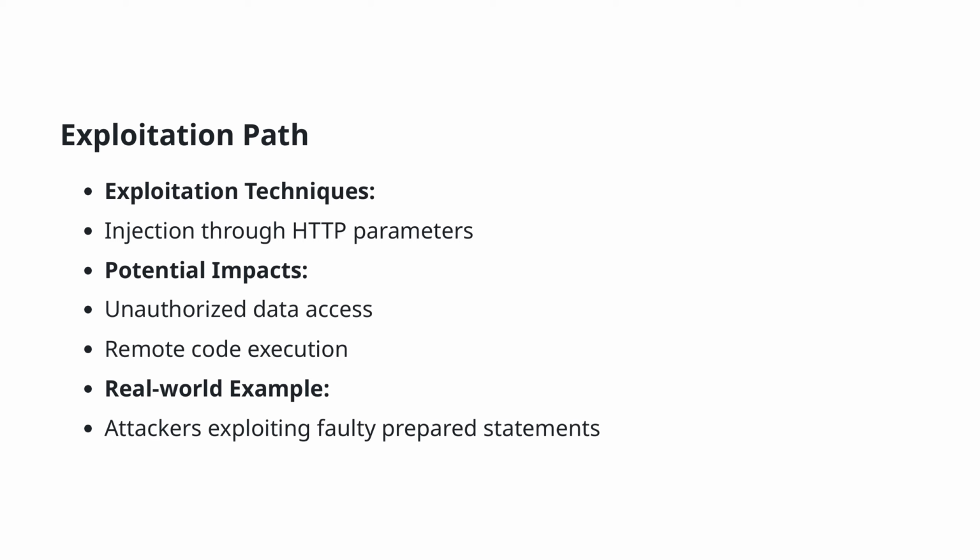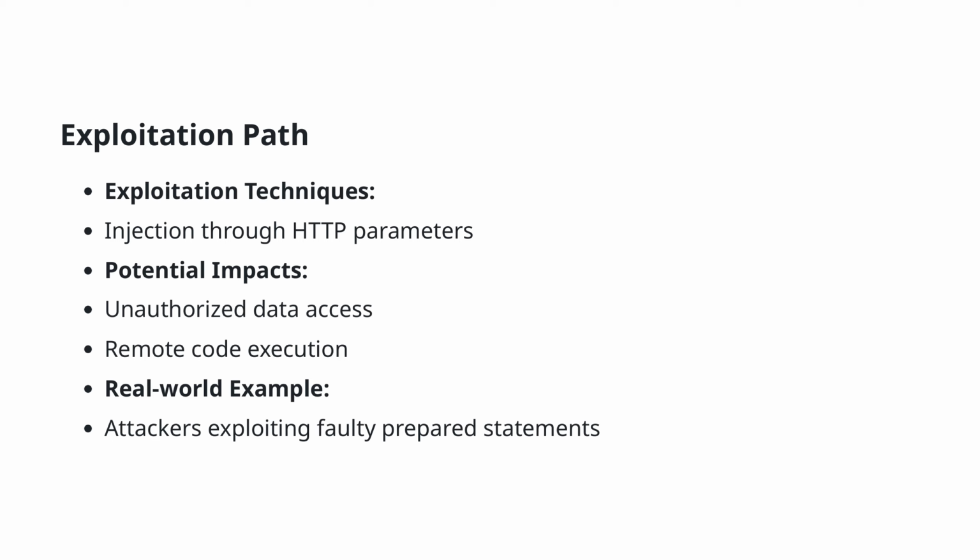In this slide, we will explore the exploitation path that attackers may use once they've identified vulnerabilities in a system. Specifically, we'll look at the techniques and potential impacts involved. Starting with exploitation techniques, attackers may execute injection attacks through HTTP parameters. This could allow them to manipulate input fields on a website, potentially leading to severe security issues. The potential impacts of these exploitation techniques are significant.